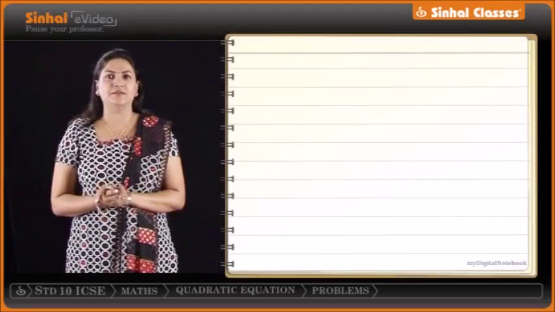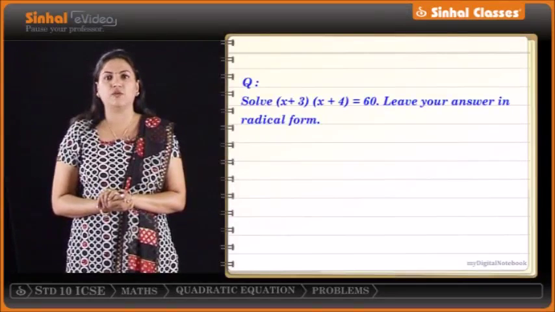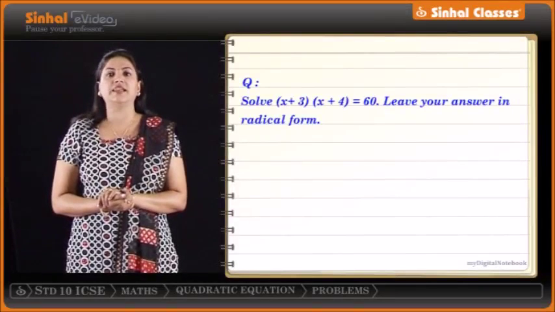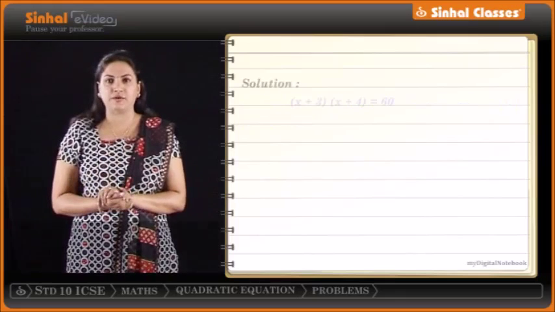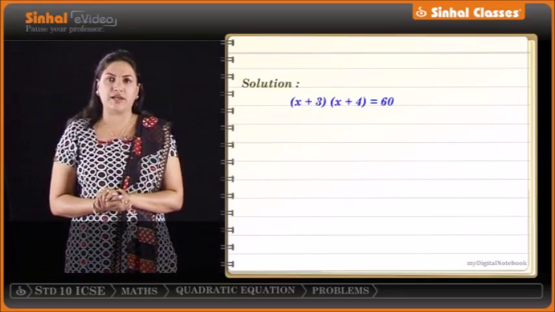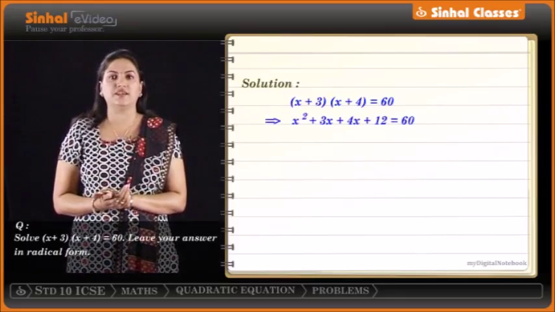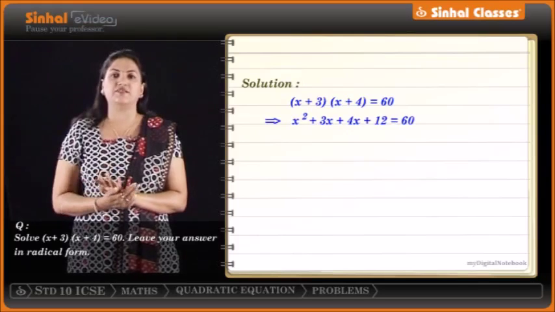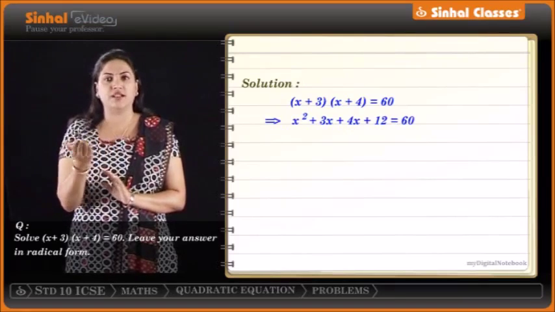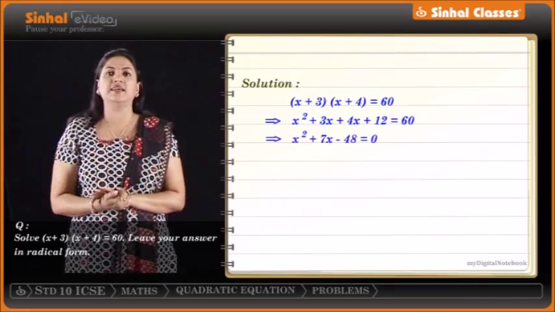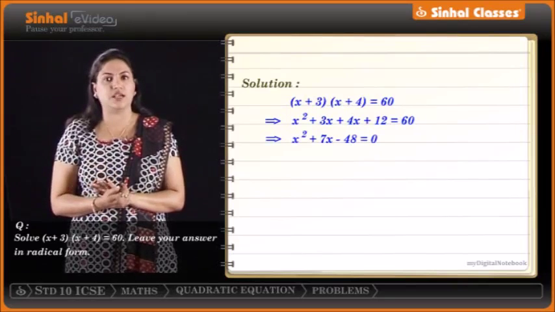Now to the next sum, solve (x plus 3)(x plus 4) is equal to 60. Leave your answer in the radical form. We first multiply the two brackets as x square plus 3x plus 4x plus 12 is equal to 60. Simplify this to get x square plus 7x plus 12 minus 60, which gives us minus 48, is equal to 0.